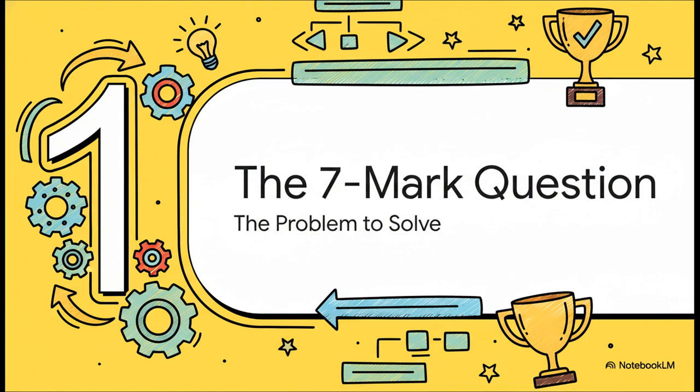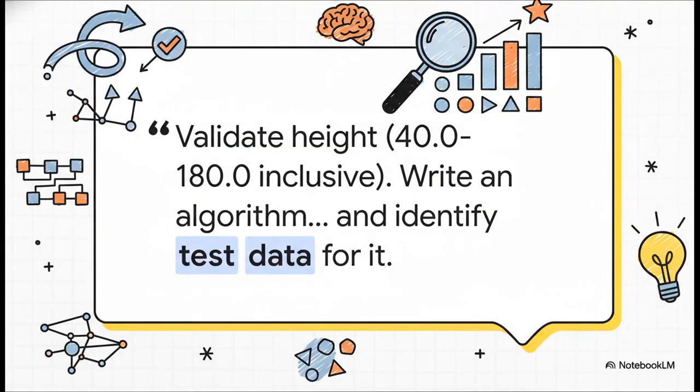First things first, we've got to really understand the problem they're throwing at us. This is a brilliant example of a question that's testing a few different skills at once. So let's see what it's really asking for. So here it is, our two-part challenge, and it's worth a pretty hefty 7 marks. You've got 2 jobs. First, write a validation algorithm. You've seen this stuff before. And second, you've got to prove it actually works by picking the right test data. Nailing both of these is absolutely key if you want to hit those top grades.